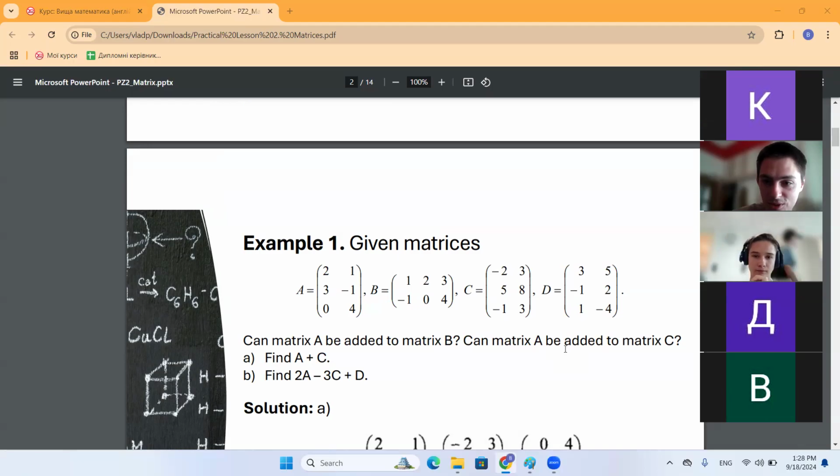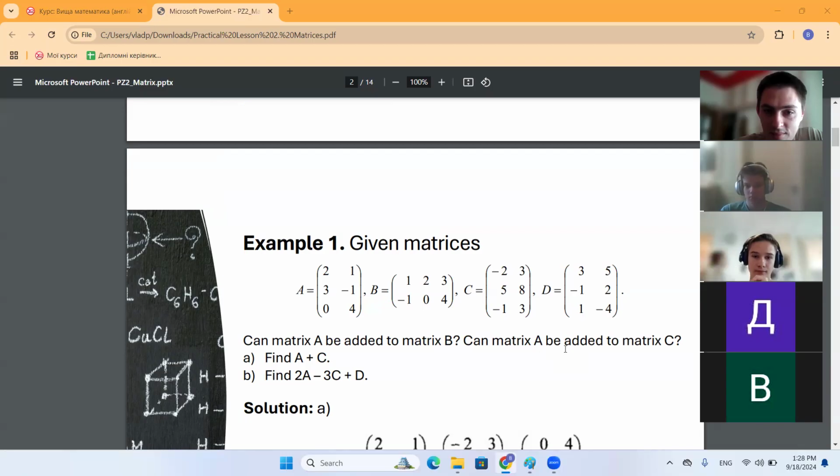Dmitro, go on. So continue your answer. Yeah, the ones with the same dimensions, so A and C, for example, here. Yeah, so actually we can add A, C, and D, but we cannot add B to any of them. Correct. And now let's calculate A plus C. Let's do it individually and then compare the result. Actually, it will be so simple. And then we will calculate part B together.